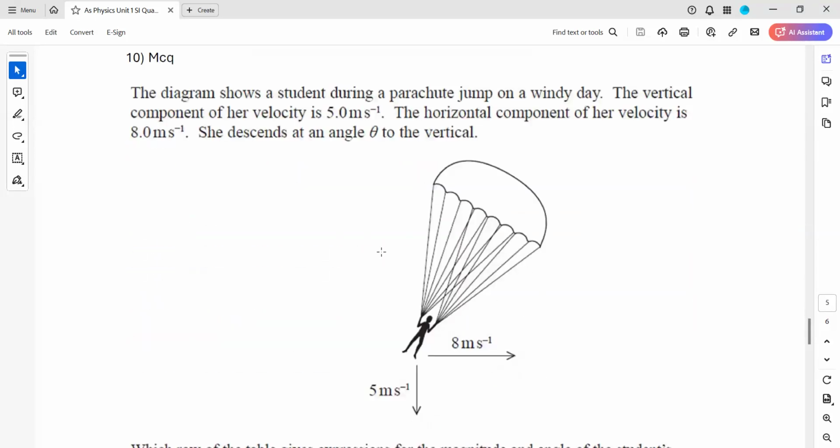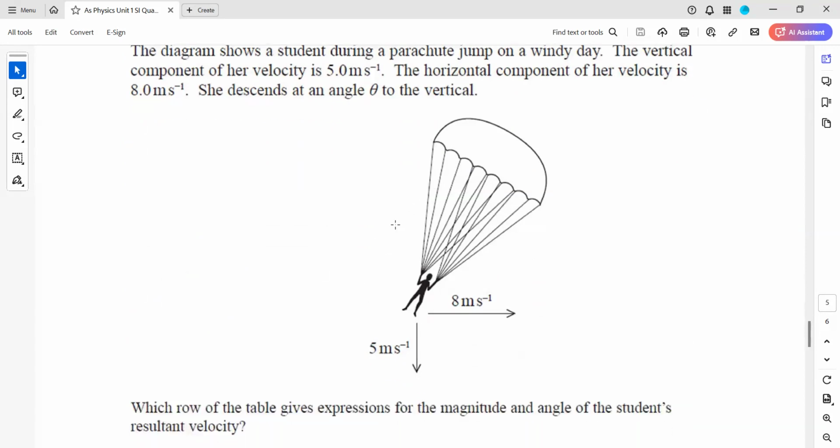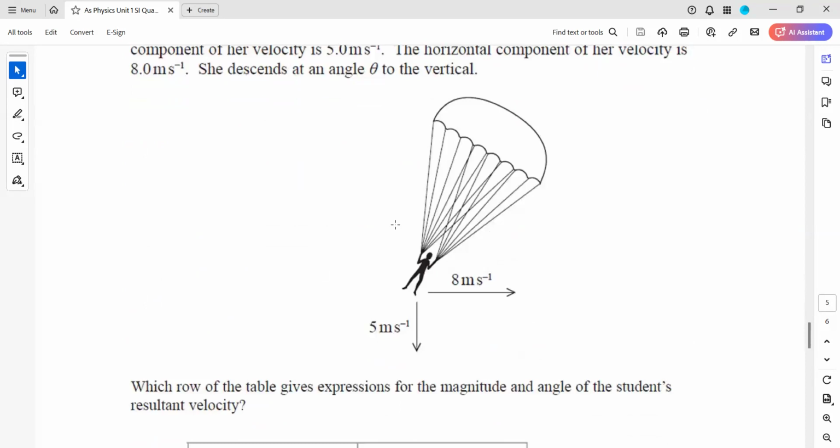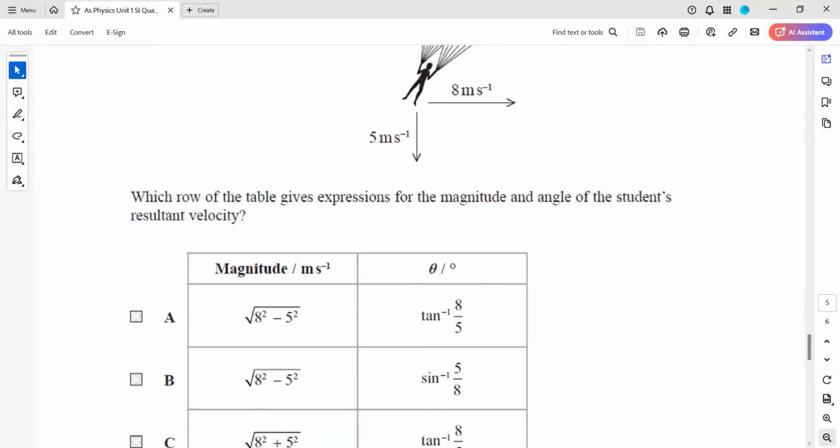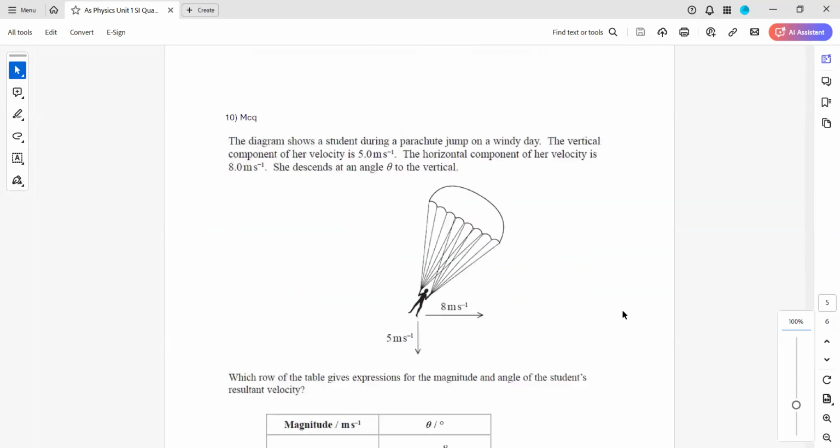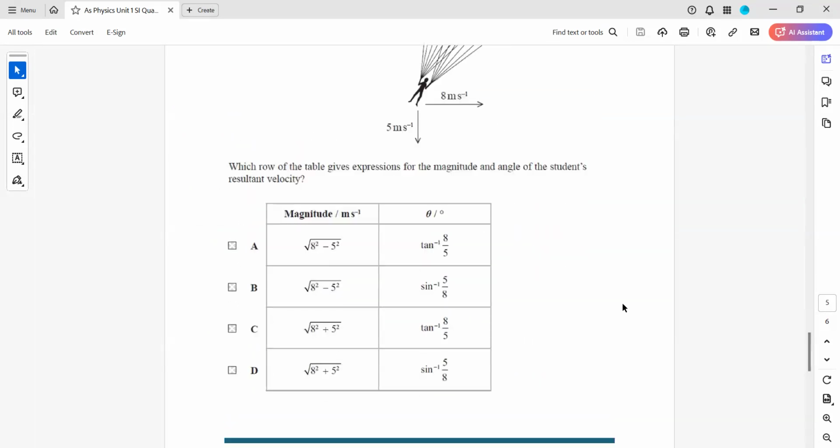The diagram shows a student during a parachute jump on a windy day. The vertical component is 5 and the horizontal is 8. She descends at an angle theta to the vertical. So first we complete a diagram. If this is 8 and this is 5, you can draw any one of them first. So 8 meter per second and 5 meter per second. So the resultant velocity, if you use a triangle method, this will be the resultant velocity.